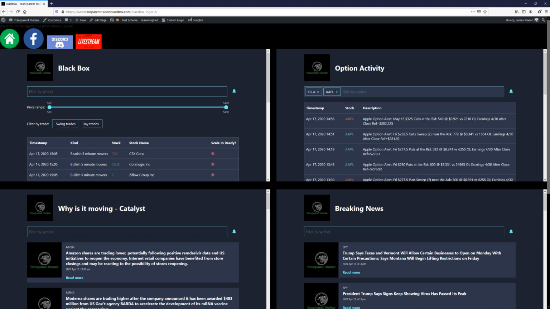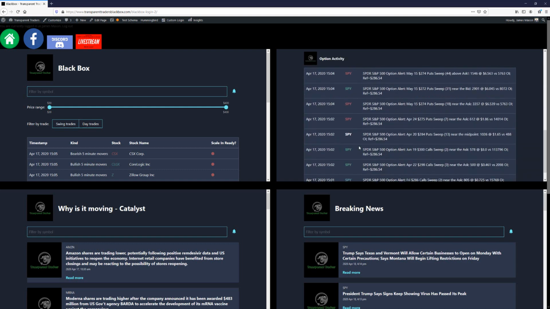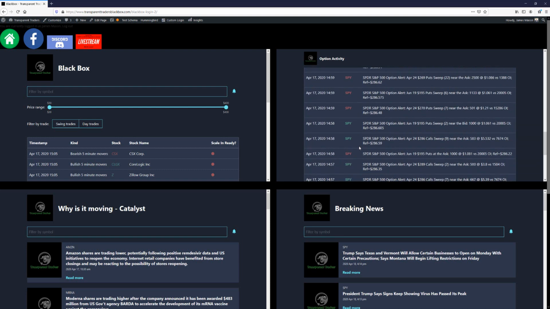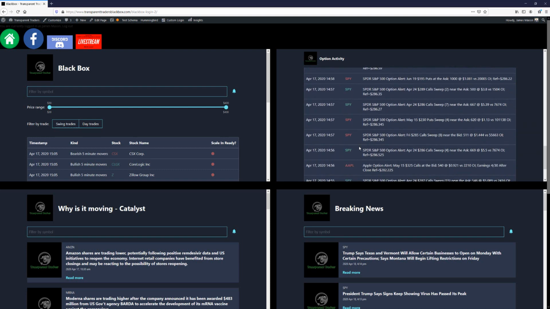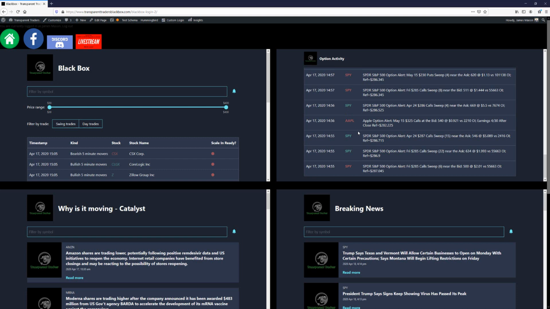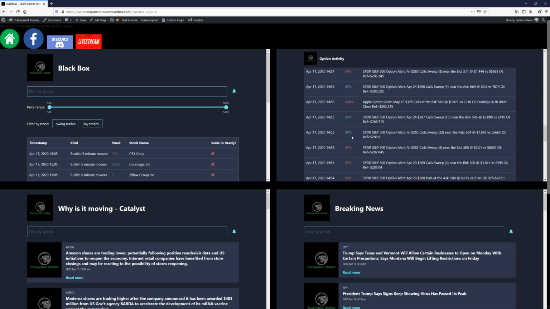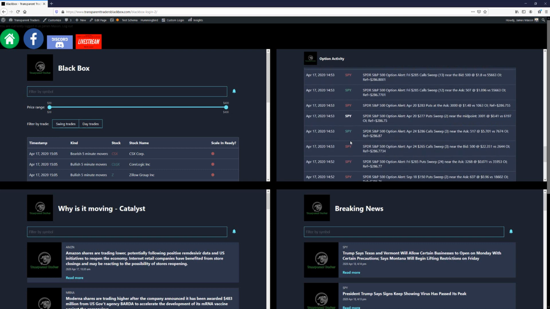For instance, we can type in ticker TSLA, AAPL, and even SPY. And if we just want to filter for these three tickers, that's all it's going to look for, as these large orders are made on Wall Street. So you can see as it goes through, and obviously there's a lot of SPY orders placed because SPY is very high volume.